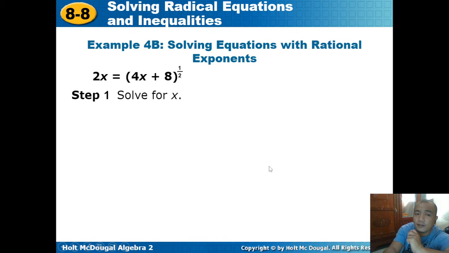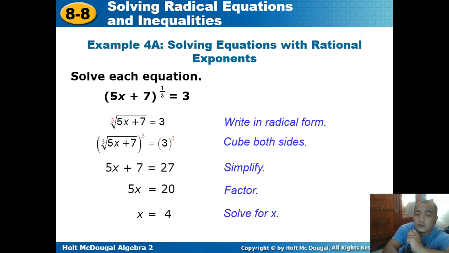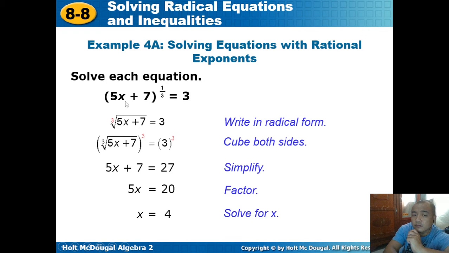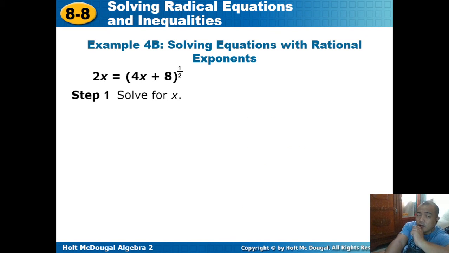Okay, you do the checking. 4 times 5 is 20, plus 7 is 27, raised to 1/3, meaning the cube root of 27, is 3. So 3 equals 3 from the original equation.